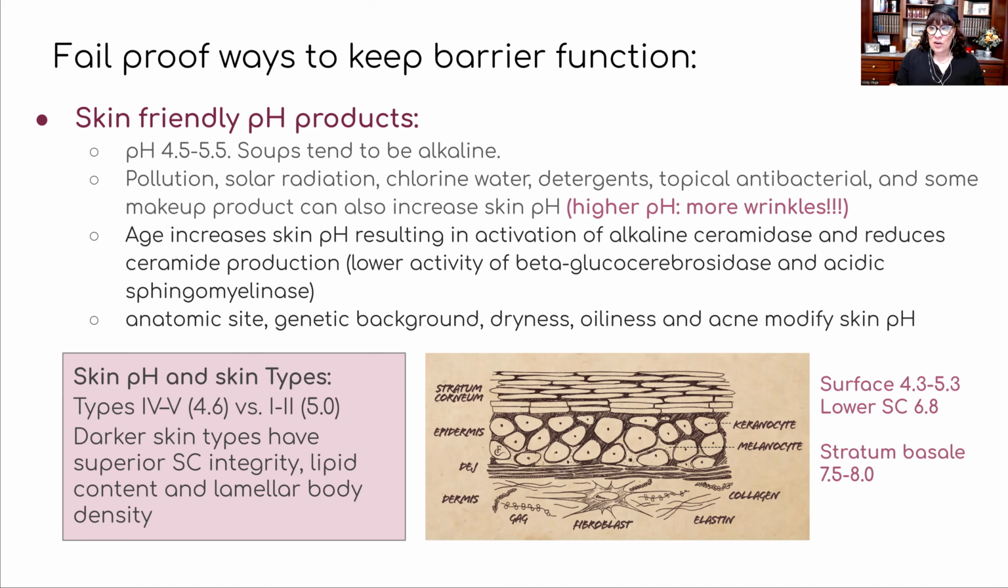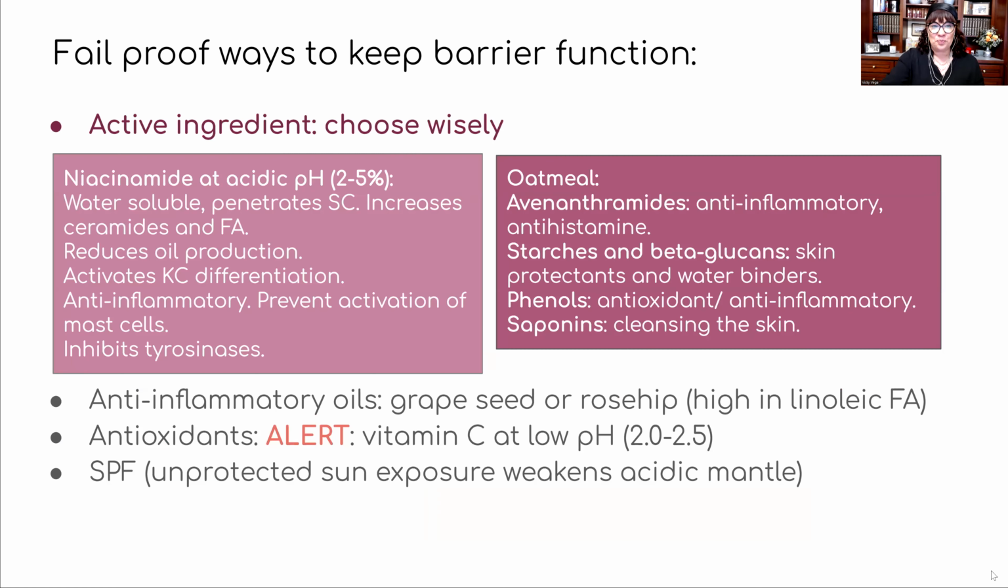Now, one thing that is very important to remember is that when we talk about the acidic pH of the skin, we're just talking about the surface of the skin. We're talking about the barrier. So the surface pH, we say, is like 4 to 5. When you go to the lower stratum corneum, it's already 6.8, and the stratum basale is 5 to 8 pH. So it's just this level of cells, this group of cells, that are linked to the skin barrier.